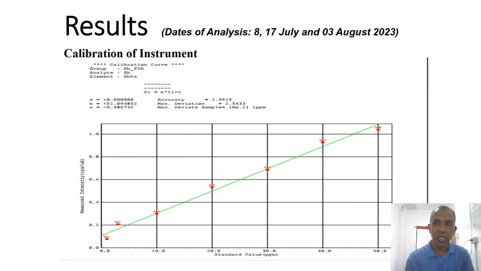So expectedly, the antimony there is not detected. The working standards that I brought together with the spike solutions could not be read because they were at the ppb level. So I made another appointment.